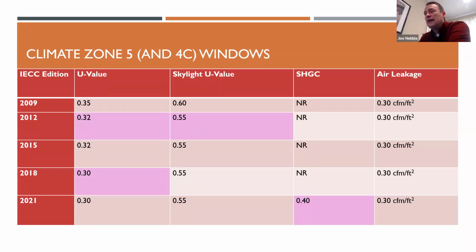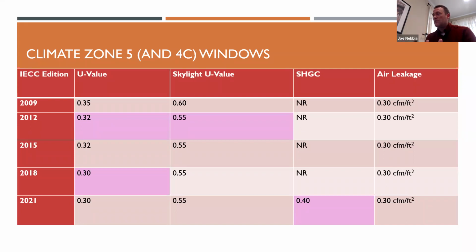Climate Zone 5, again, some changes in stringency started in 2012, and then no change in 2015. 2018, we moved to a 0.30, and that's where it is again in 2021. So again, 0.30 U factor window is the highest U value you see in a code compliant window in most of the country now. 3 to 8 is that target. And then we have, for the first time in 2021, a 0.40 solar heat gain coefficient for windows. So 0.40 or lower. Prior to 2021, there was no requirement related to solar heat gain coefficient.